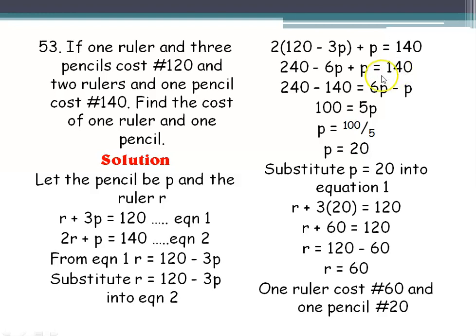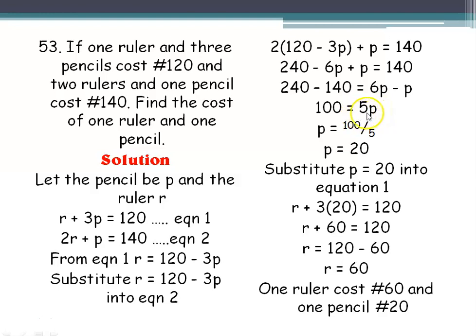Okay, so I'm going to collect like things. I'm going to bring my 140 here and then I'll move my 6P and P to this side. So if 140 is crossing the equality sign, it becomes minus 140. So 240 minus 140 is equals to minus 6P comes here, becomes 6P, plus P comes here, becomes minus P. So 240 minus 140 is 100. 5P minus 6P minus P now is 5P.